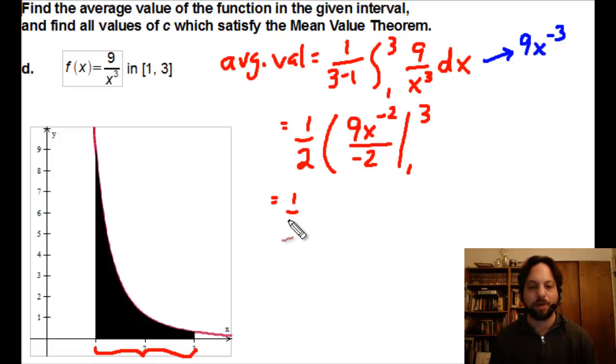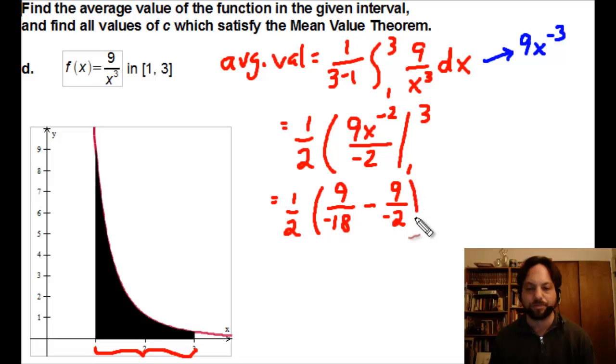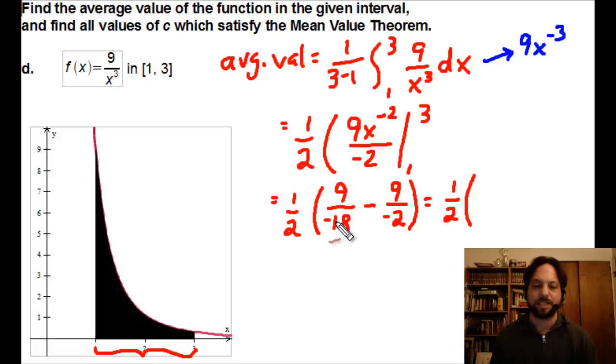Now, if I do that, I'm going to keep my 1/2 on the outside. But if I evaluate the inside of this, if I stick 3 in here, what I'll end up with is 9 over, let's see, this would be negative 18 on the bottom. And then I need to subtract whatever I get when I plug 1 into all this stuff. And that will simply be 9 over negative 2. Now, let me work this out here. 1/2 and negative 9/18 minus negative 9/2. Well, let's see. This is actually just negative 1/2 plus 9/2, and that's simply going to give us 4.